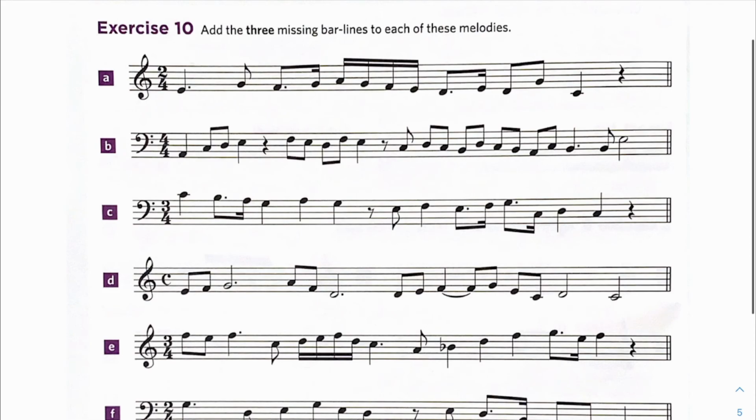Exercise 10. Add the 3 missing bar lines to each of these melodies. So in each melody, we need to add 3 bar lines. Question A is in 2/4 time, meaning there are 2 crotchet beats in every bar. So here we have a dotted crotchet, which is a crotchet plus a quaver. And this quaver together with this quaver make another crotchet. So this is your first crotchet, this is your second crotchet. You can put a bar line here.